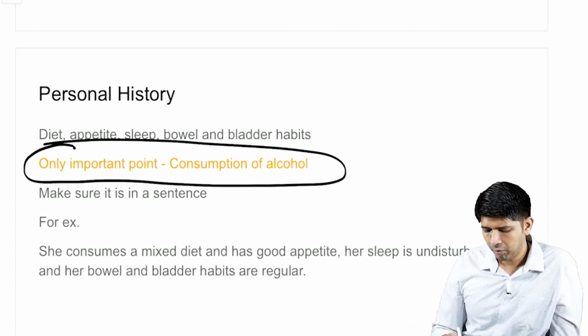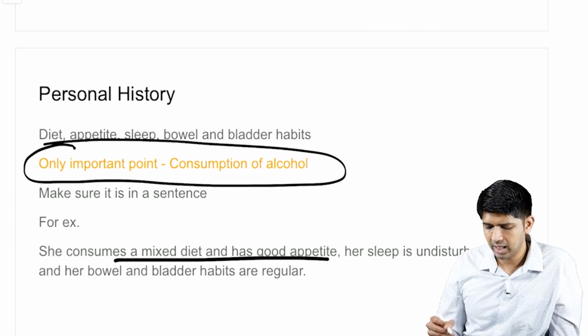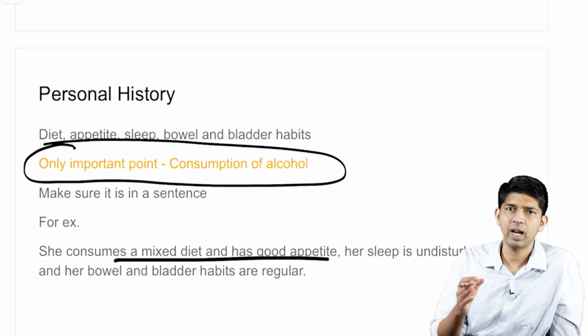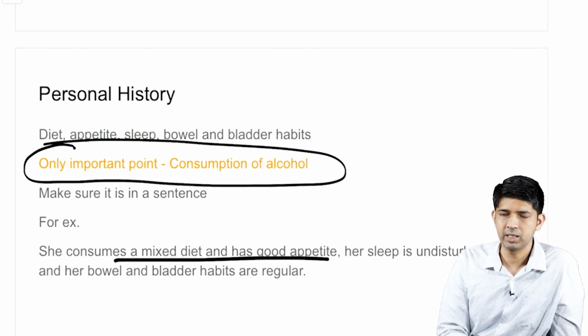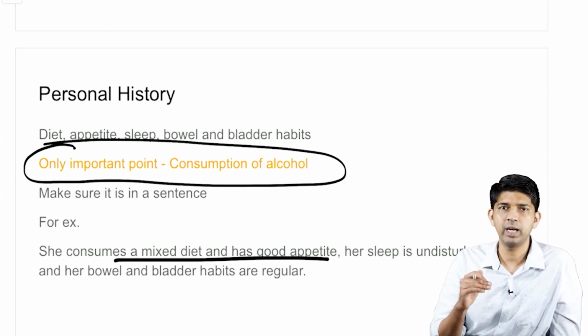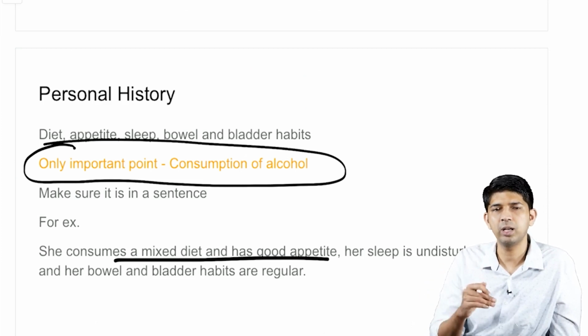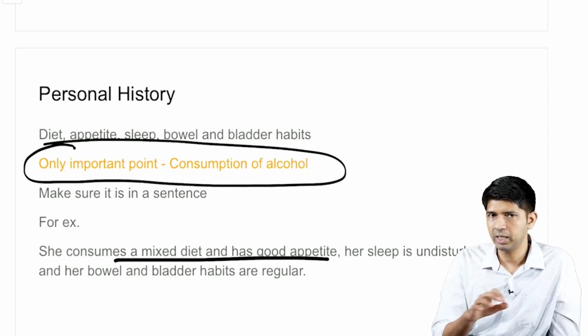Okay. And preferably, it should be in a sentence like: the patient consumes a mixed diet, her appetite is good, her sleep is undisturbed, and she has regular bowel and bladder habits. Don't make it point-wise, like diet, mixed, appetite, good, sleep, undisturbed. Not like that. It should be in a sentence format.